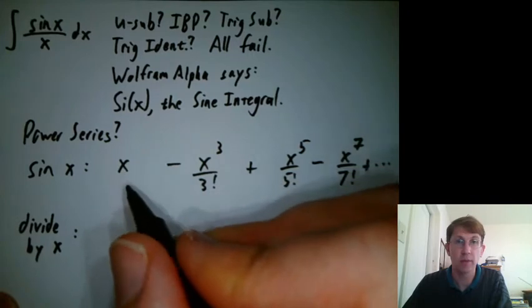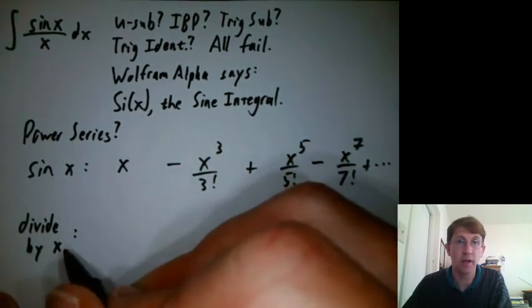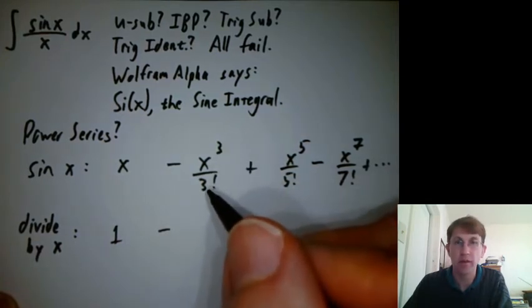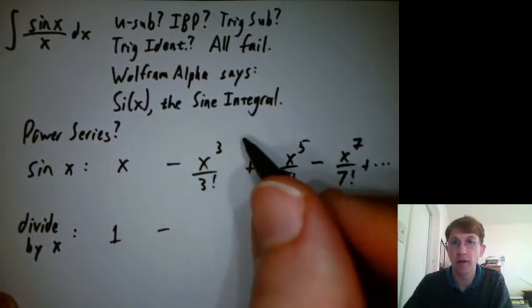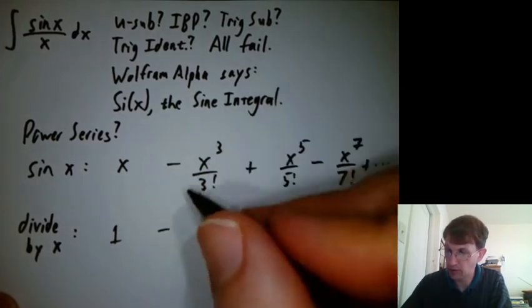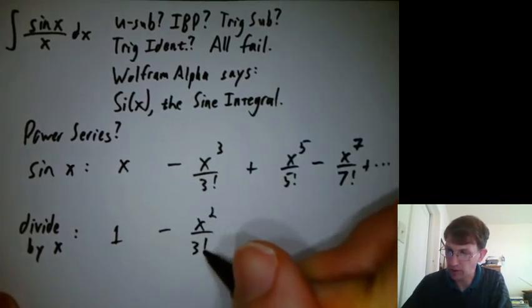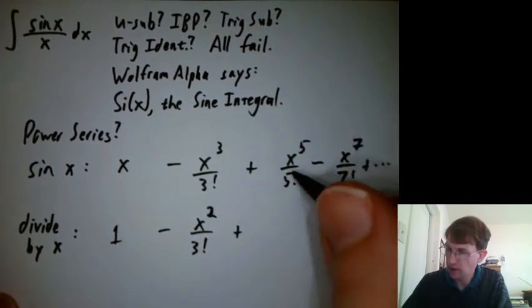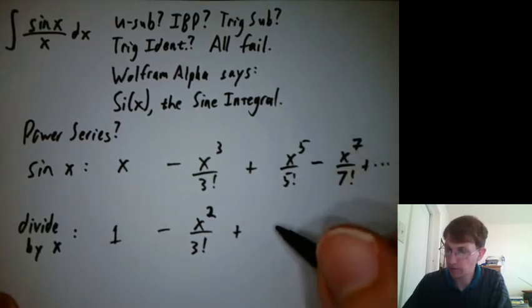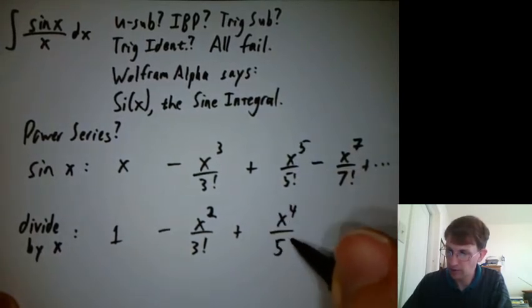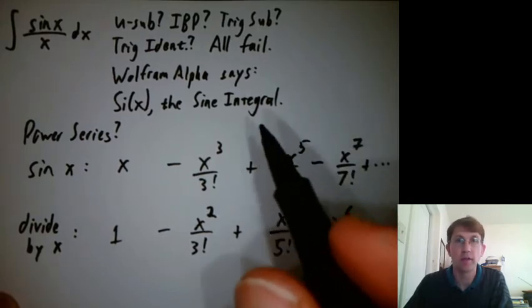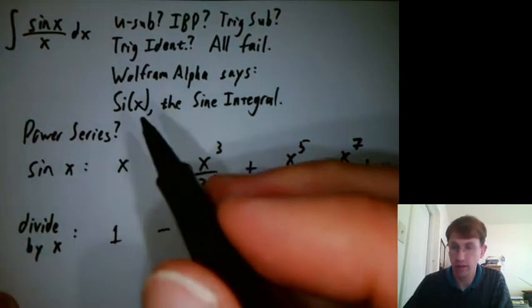So if I divide x by x, I get 1. What if I divide x cubed over 3 factorial by x? It's going to take a power off the cubed, right? So I'll get x squared over 3 factorial, because x cubed over x is x squared. X to the 5th over x is x to the 4th over 5 factorial, minus x to the 6th over 7 factorial, plus dot dot dot. So that's just a power series for the integrand.